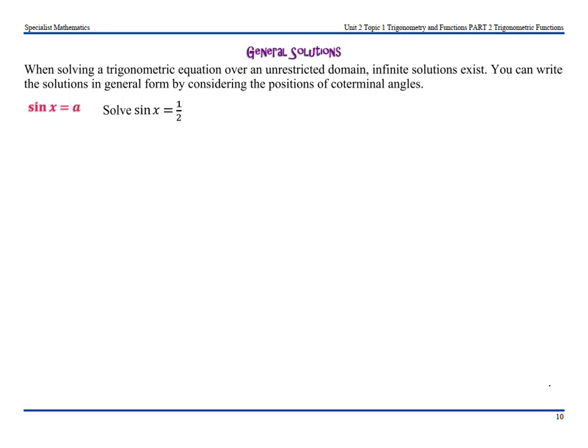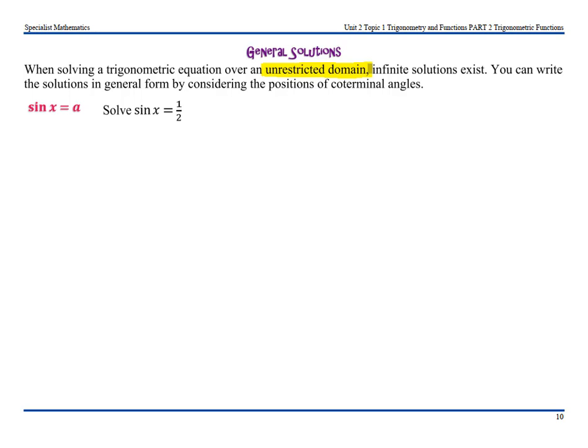This video goes through how to find a general solution for a trigonometric equation. Now, when solving a trig equation over an unrestricted domain, meaning we're not given a domain, infinite solutions exist because we can keep going around our unit circle. So every time we do another revolution, we get another two solutions.